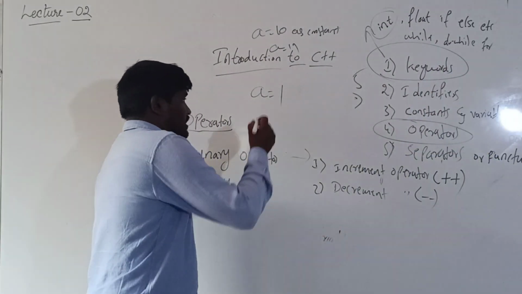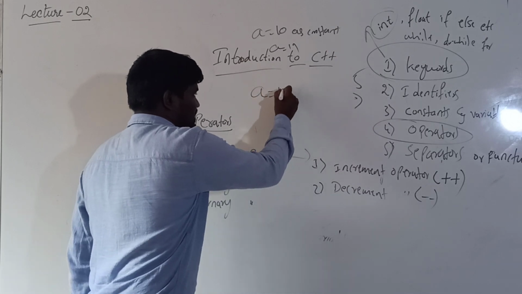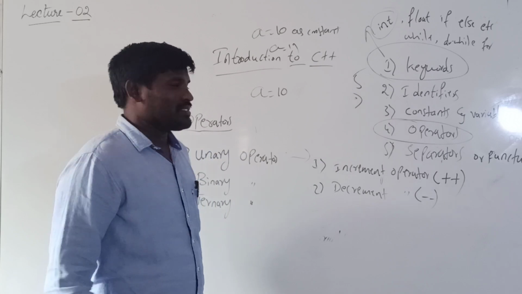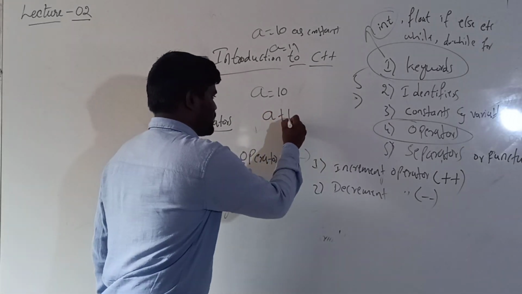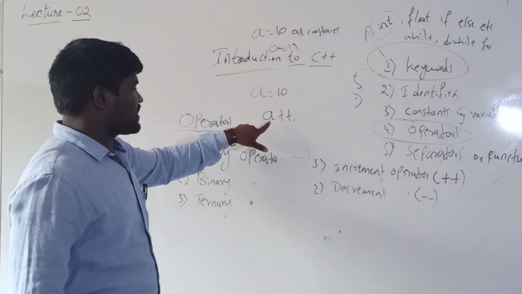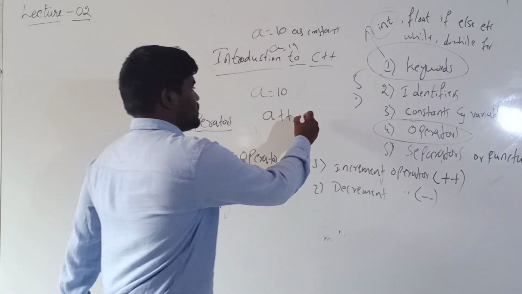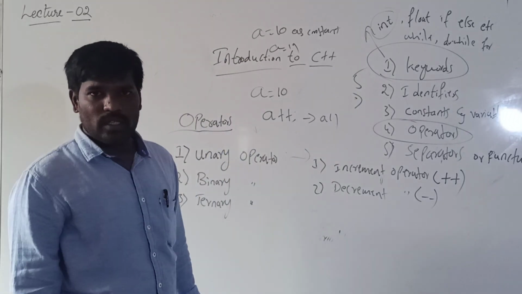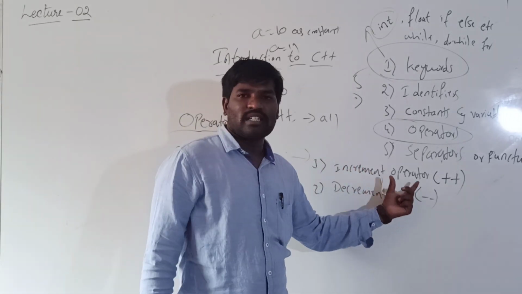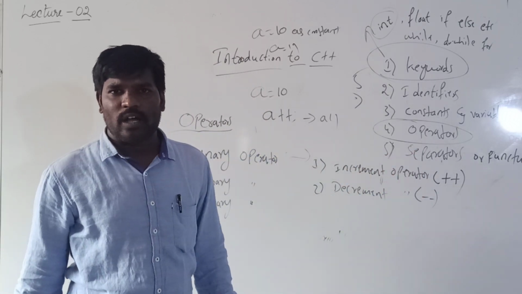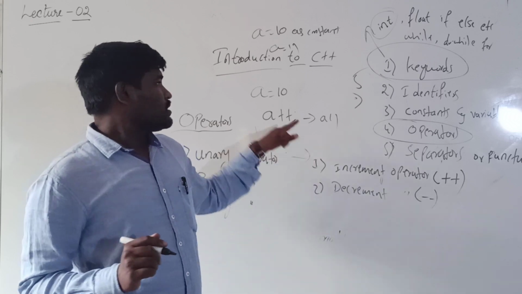Initially I can write a is equal to 10. For the increment operator, if I write a plus plus, a value is 10, and a plus plus means a becomes 11, because the definition of the increment operator is that it increases the value of the operand by 1.